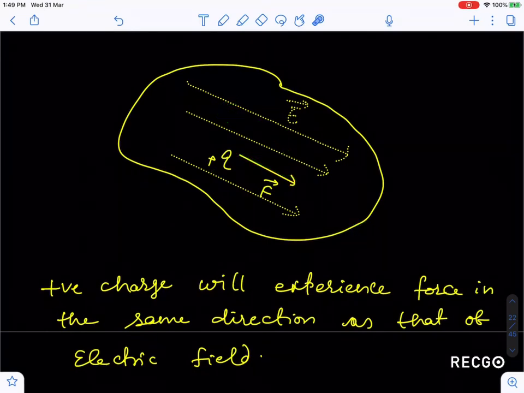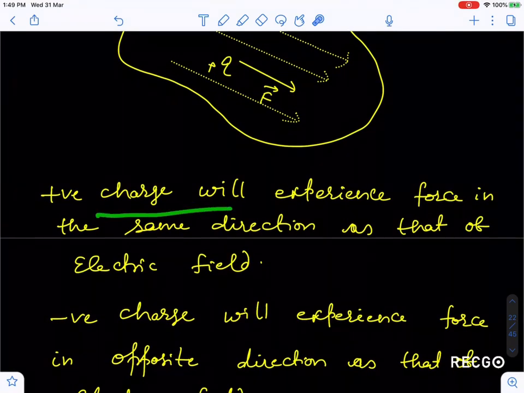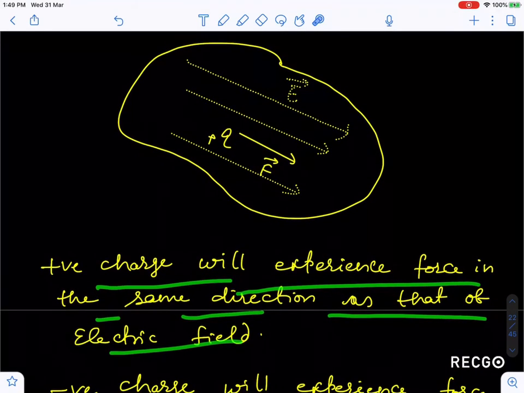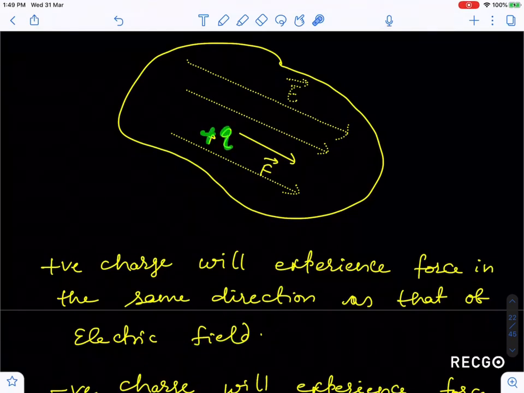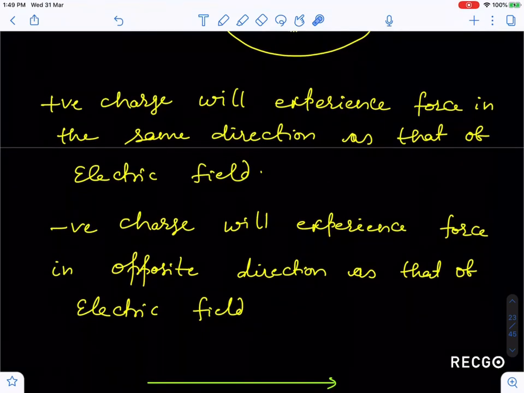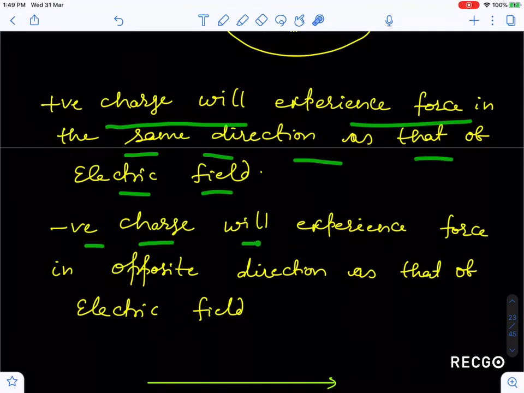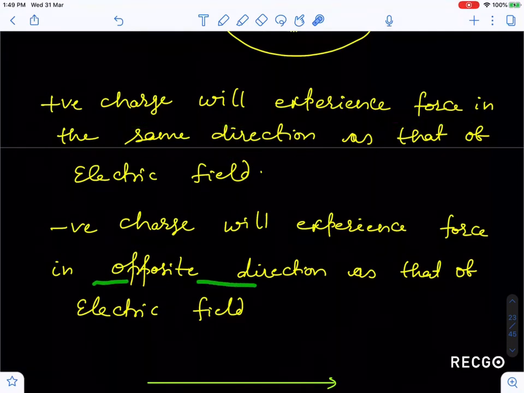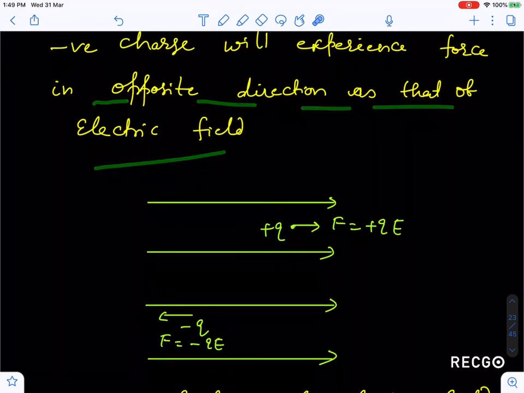If you put a negative charge guys, this negative charge will experience a force in opposite direction. So what conclusion can I make here? Positive charge will experience force in the same direction as that of electric field, because guys positive charge will experience force in the direction of electric field. So I have written this force actually it will experience in this direction of electric field. But if I put negative charge, this negative charge will go like this, means negative charge experiences force opposite to the direction of electric field. So I have written positive charge will experience force in the same direction as that of electric field. Negative charge will experience force in opposite direction to that of electric field.